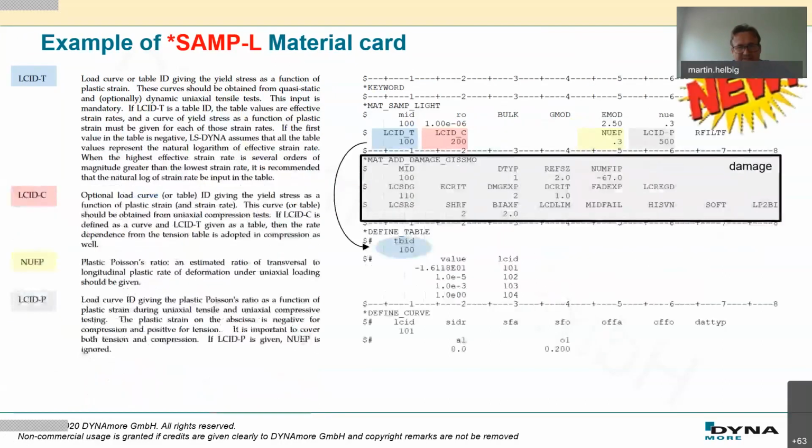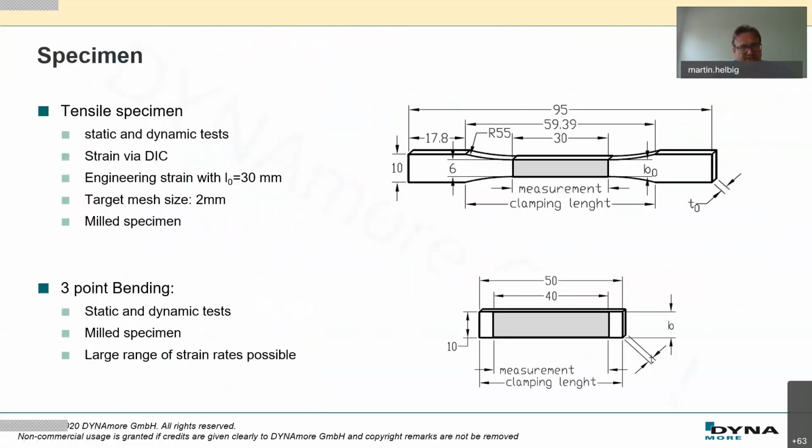So the new SAMP-Lite does not have any failure description, so we have to use MAT_ADD_DAMAGE or MAT_ADD_EROSION, for example, to describe the damage behavior. We only have to put in 3 curves. If you put in 1 curve, you have the same von Mises behavior. With 2 curves, with the compression curve here, you have the Drucker-Prager behavior, and additionally, you can create a curve for this plastic Poisson ratio. And this is a short example here. I think I showed it sometimes at some different conferences.